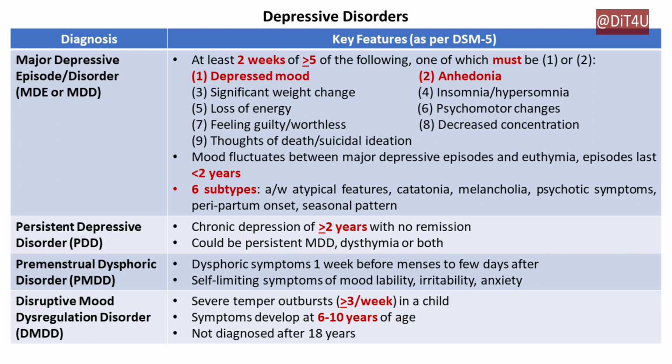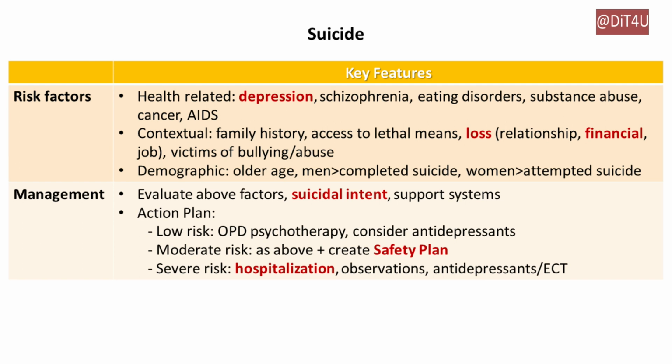Temper outbursts. Suicide, if somebody is extremely depressed, they can have suicidal ideas. So risk factors. Health-related depression itself is a major risk factor. Schizophrenia, 1 in 10 schizophrenics commit suicide. Eating disorders, overall rate is 20%, I think, 20 to 25%, very, very high rate.